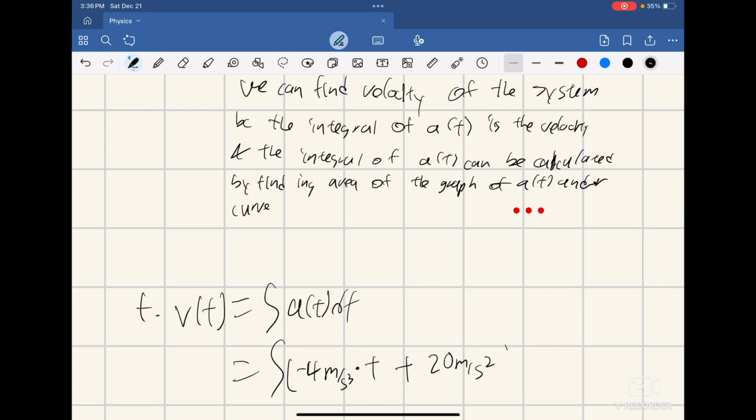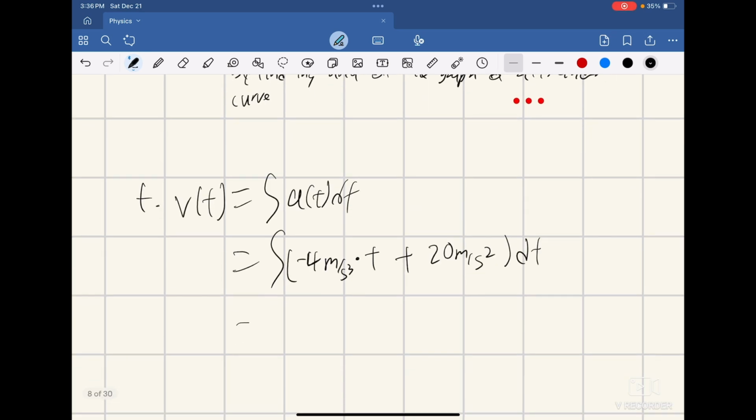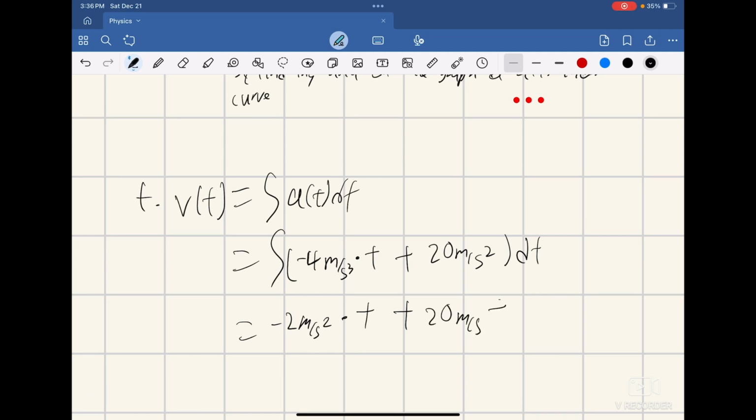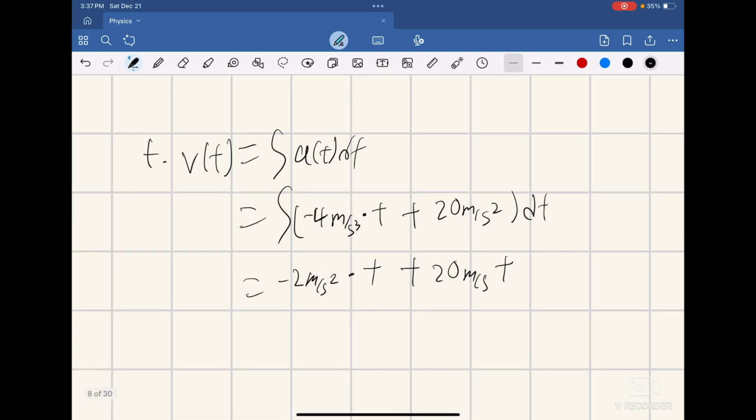dt. And this just simplifies to t squared over 2, so negative 2 meters per second squared times t, plus 20 meters per second times t, plus c. As we stated earlier, c would just be 0, so we're not going to put that. And so that is our formula for the velocity function. Wait, that seems a bit weird.